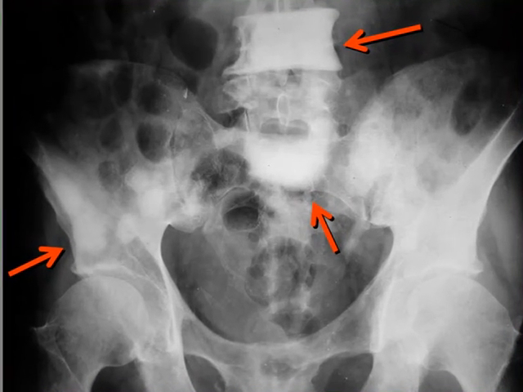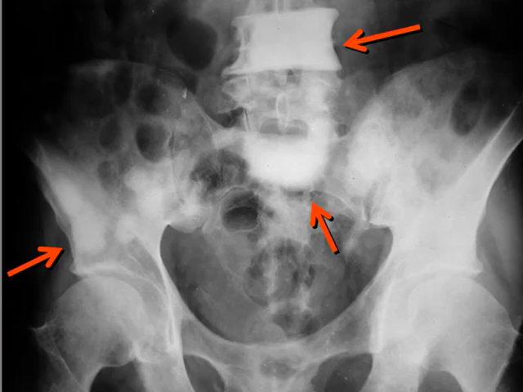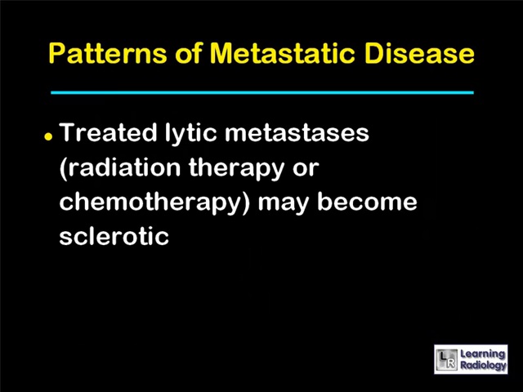This is an example of metastatic prostate carcinoma. We can see that the L4 vertebral body is extremely dense. There are punctate densities in the right ilium and in the sacrum. Treated lytic metastases, whether by radiation therapy, chemotherapy, or hormonal therapy, can go on to become sclerotic.